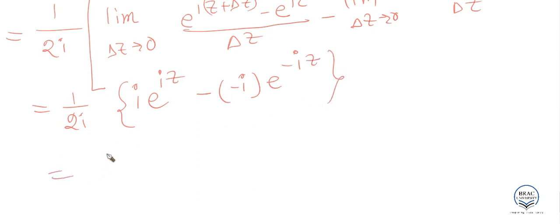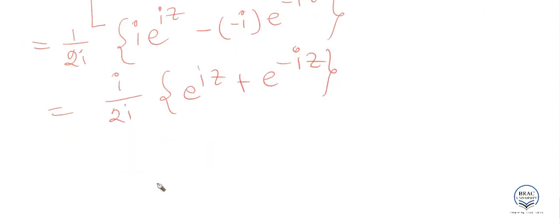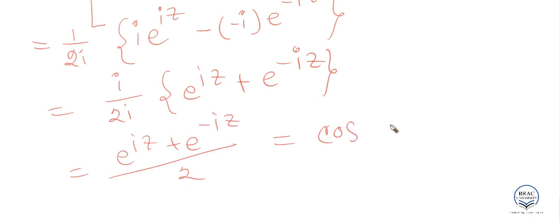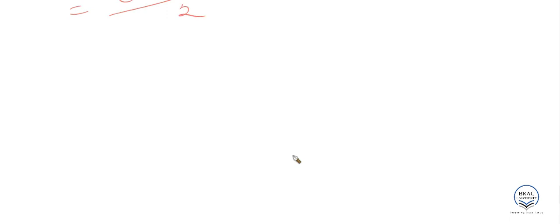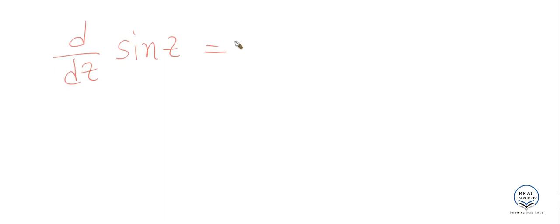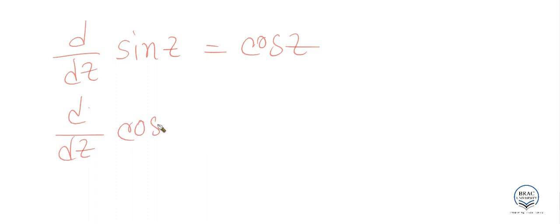and the rest of the algebra is easy. You just write 2i, and you have e to the power iz plus e to the power minus iz, and finally you could write e to the power iz plus e to the power minus iz divided by 2, which is nothing but cosine z. So finally we can conclude that d/dz of sine z is cosine z, and similarly you can find d/dz of cosine z as minus sine z, and so on.